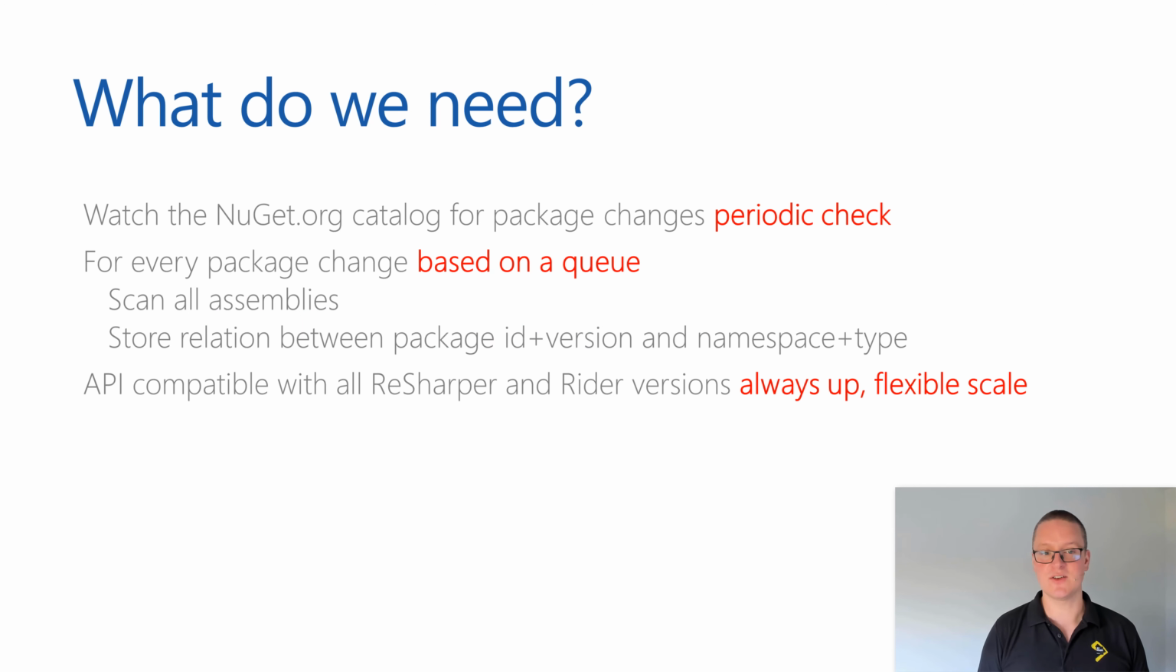Watching that NuGet.org catalog could be a periodic check. We could run a timer, for example, every 15 minutes and check which changes are there and then start indexing things. For every package that was added, we could add it to a queue and then run that check for every package change to break open the package, see what is in there and index what is in there. And then the API itself could be anything. It could be a web API, could be a function, could be whatever you want, as long as it serves up JSON results and has the same signature that we use currently in ReSharper and Rider.